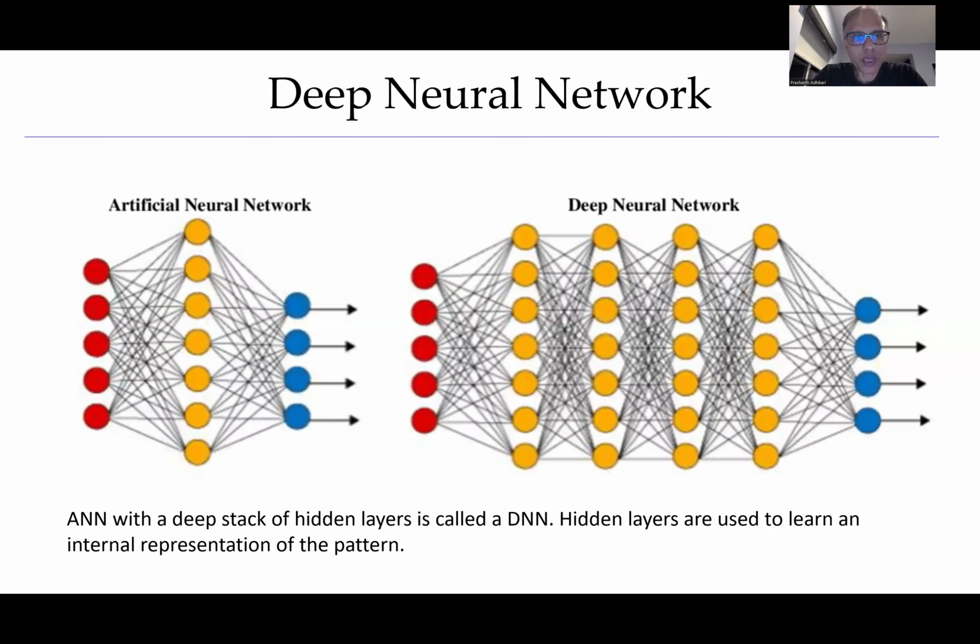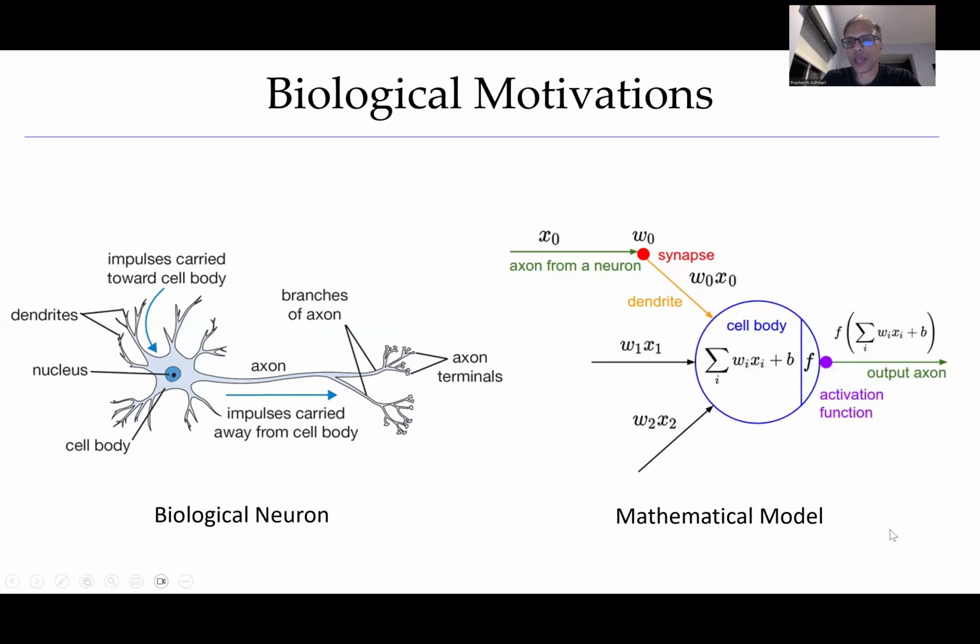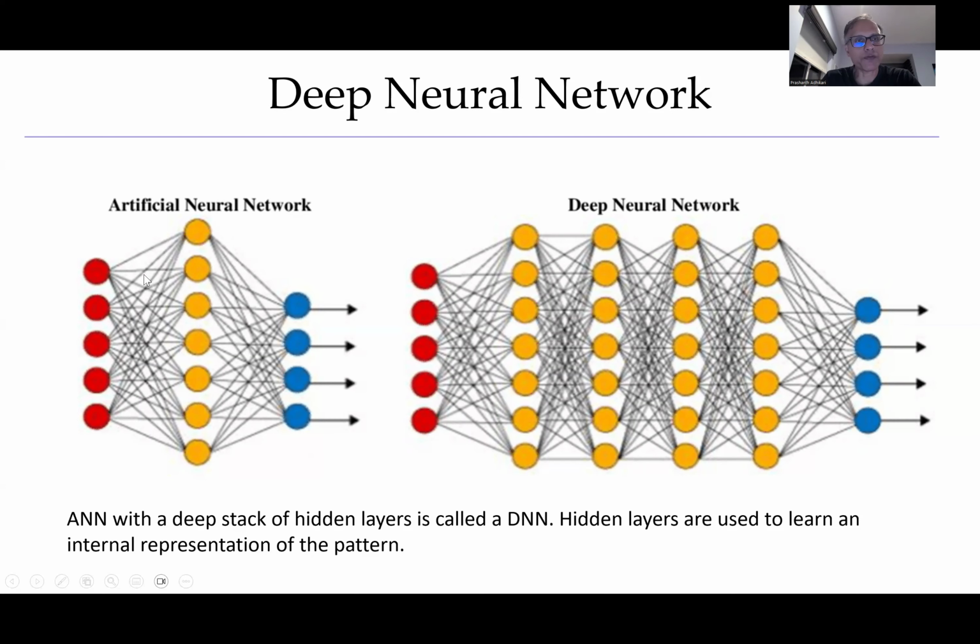A deep neural network is basically a deep stack of hidden layers. As I mentioned earlier, what we talked about here was essentially a neuron, an artificial neuron, if you will. And if you take many copies of these, then you have an artificial neural network, which has an input layer, a hidden layer, and an output layer. Now, if you have more than one hidden layer, that means if you stack a whole bunch of hidden layers, then you get a deep neural network.